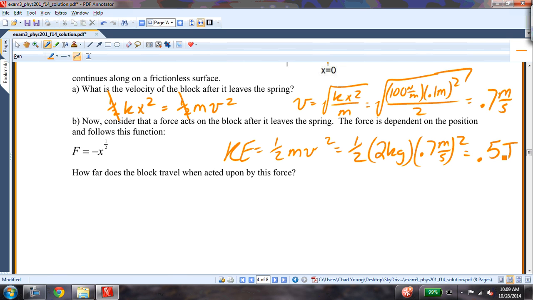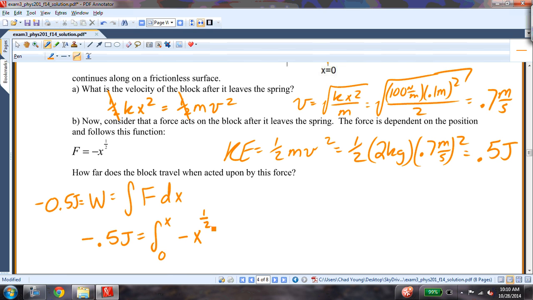That energy is going to get taken away by this force. That force does work on the object, and we can calculate that work. It's going to be the integral of F dx, and this is going to equal negative 0.5 joules. That means it's going to take away all that energy. Okay, so I have negative 0.5 joules is the integral from 0 to x of F, which is negative x to the 1/2 dx.